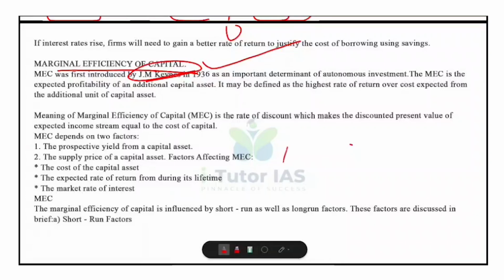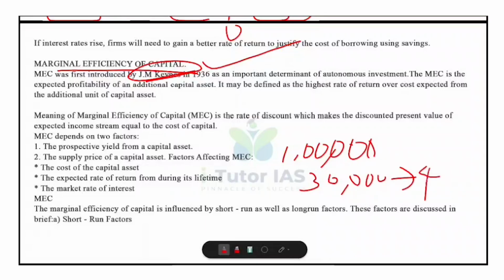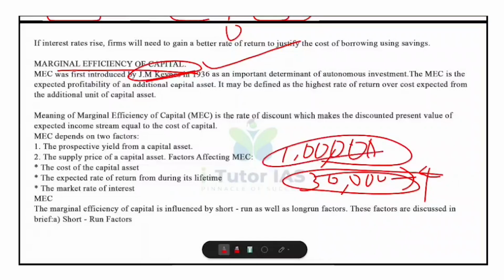Suppose a machine costs 1 lakh and is expected to earn 30,000 per year for 4 years. The rate of return that makes the present value of 30,000 for 4 years equal to 1 lakh is the marginal efficiency of capital.